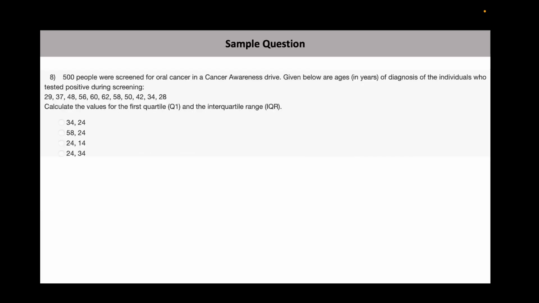Now let's solve one more question. 500 people were screened for oral cancer in a cancer awareness drive. Given below are the ages of diagnosis of the individuals who tested positive during the screening, and you have a dataset. Calculate the values of the first quartile and the interquartile range for the same. You have four options to this. I'll give you some time to solve this question.